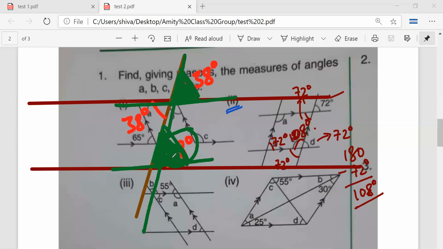Mr. Sarthak, any doubt? Mr. Satya, any doubt? No, sir. Can you note it down? Yes.